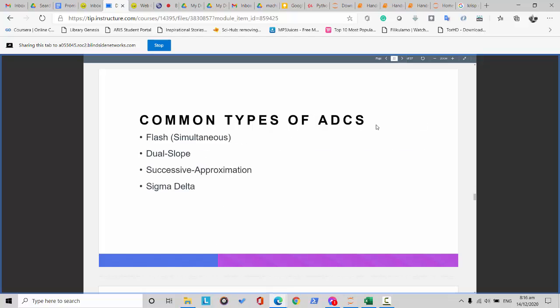Common types of ADCs. So we have the flash or the simultaneous, we also have the dual slope, successive approximation, and sigma delta. I think we don't have examples of these, but you can search for them on the internet. These are the common types of analog to digital converters.